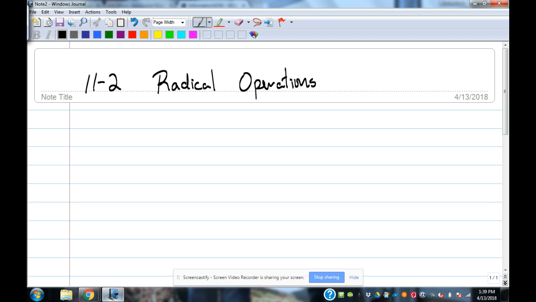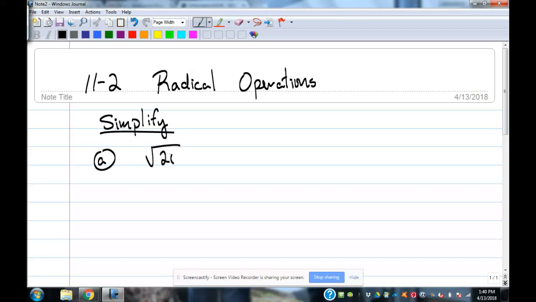All right, radical operations. Okay, so what we're going to be doing is related back to what we've been using for the last couple of weeks with the simplifying of radicals. We're going to simplify again today, but we're also going to be adding and subtracting some radical things. Okay, so we'll first review what we've done before.